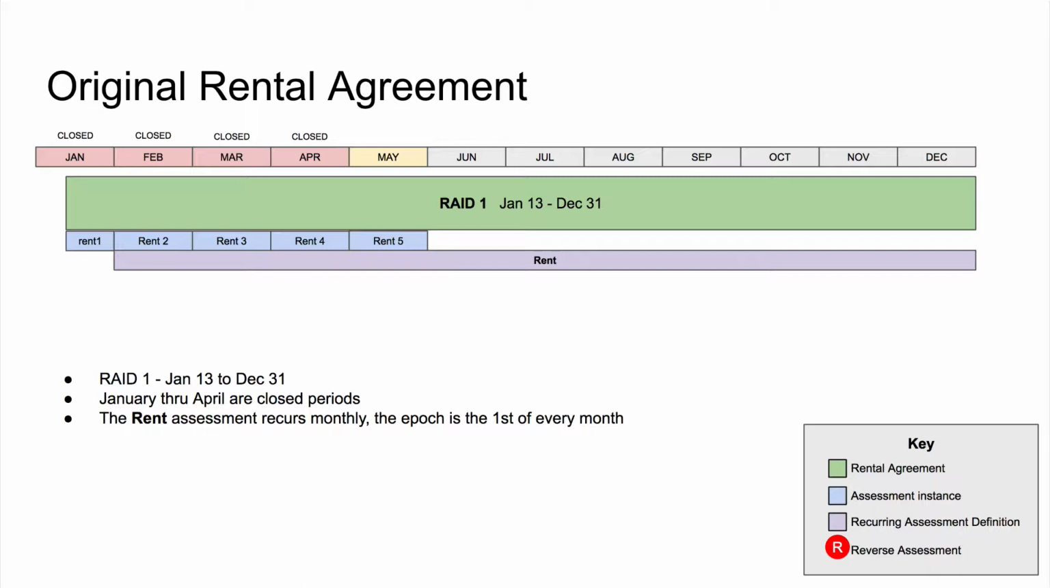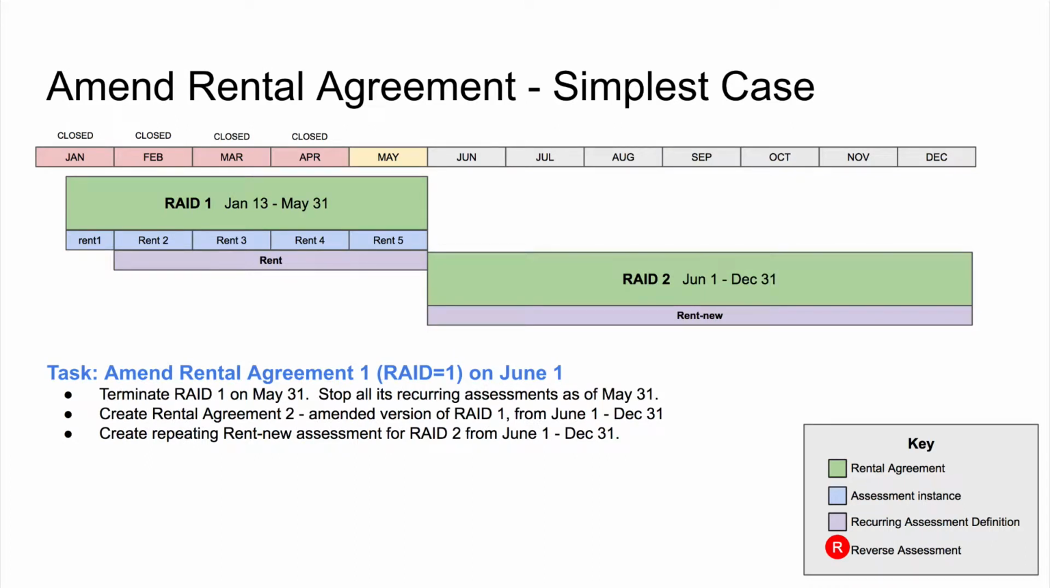So let's take a look at what happens if we amend this rental agreement, and let's say that the amendment starts in June. We would terminate RAID 1, or rental agreement 1, at the end of May, and we would start up a second rental agreement in June. And continuing with our convention of rent due on the first of the month, there is no proration involved here. So this one is pretty straightforward.